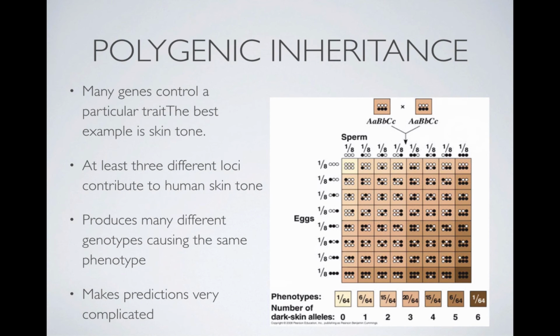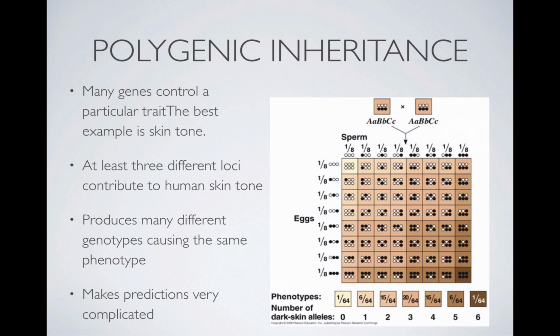Okay, polygenic inheritance is actually what's very common in human phenotypes. For example, skin tone. This is when many genes are controlling a particular trait. The best example I can think of is skin tone. So, for example, at least 3 different loci are contributing to the tone of a human's skin. So that means if people with different skin tones produce offspring, they can get a whole range of skin tones that are very unpredictable for the offspring.